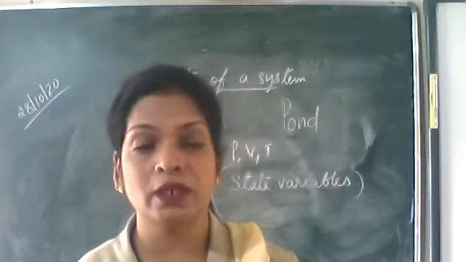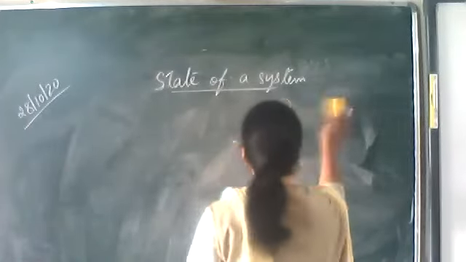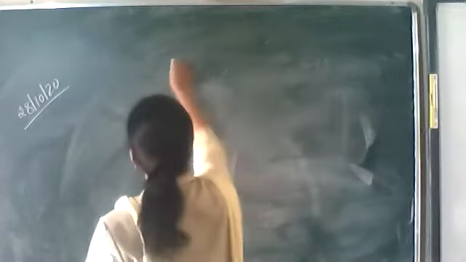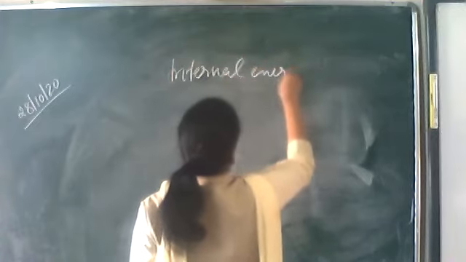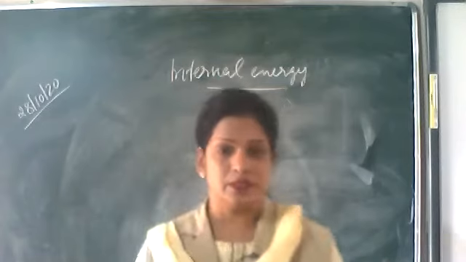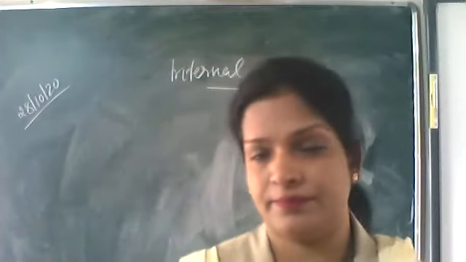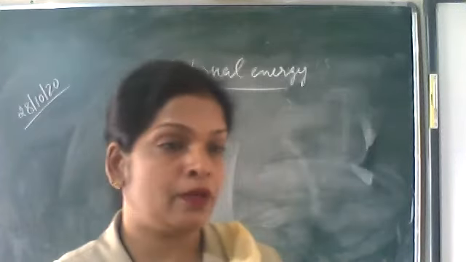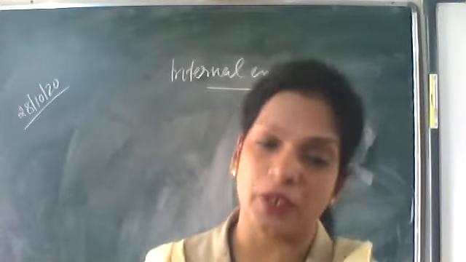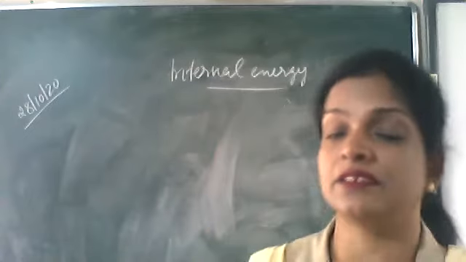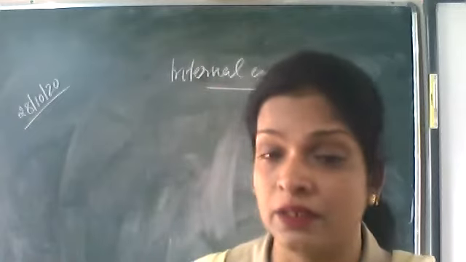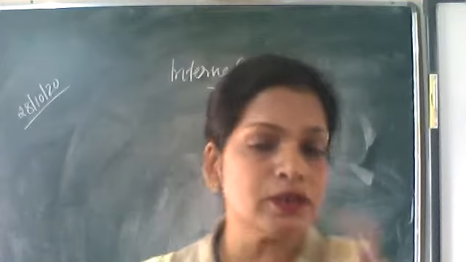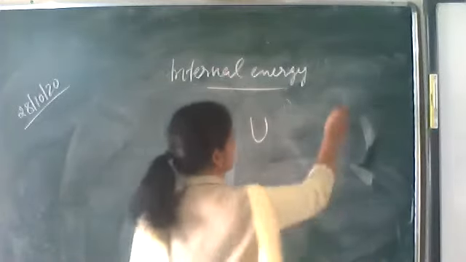The next term we are going to learn is internal energy. That is another term you have to learn. What is meant by internal energy? Internal energy is the energy of a substance, that accounts for all types of energy the system has. It may be potential energy, kinetic energy, heat energy, light energy, sound energy, vibrational energy, rotational energy. The sum of all types of energy of a system is called its internal energy. It is denoted by U. In some textbooks it is denoted by E.